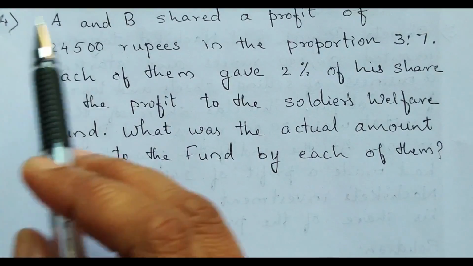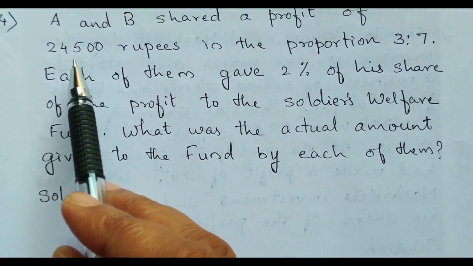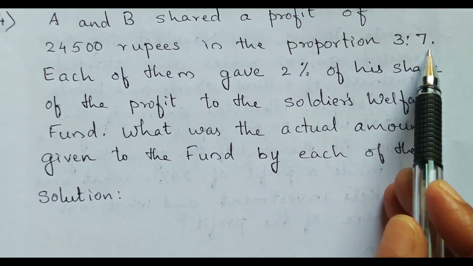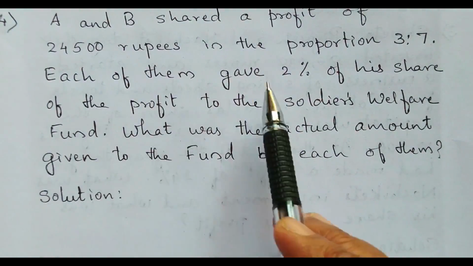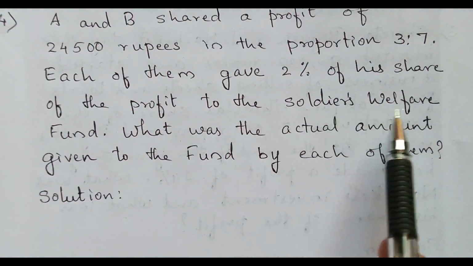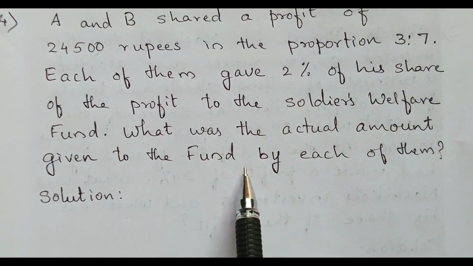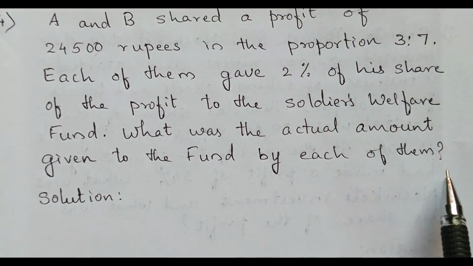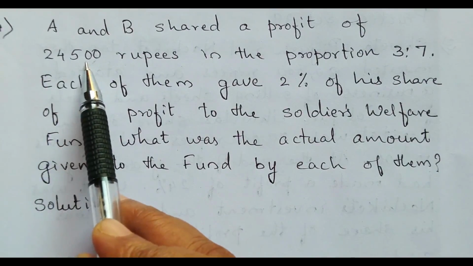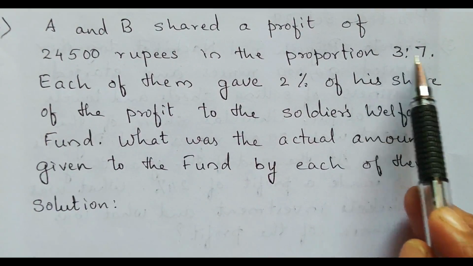Question number 4. The question is, A and B shared a profit of 24,500 rupees in the proportion 3:7. Each of them gave 2% of his share of the profit to the Soldiers' Welfare Fund. What was the actual amount given to the fund by each of them? So here, the total profit received is 24,500. A and B will share the profit in the ratio 3:7.